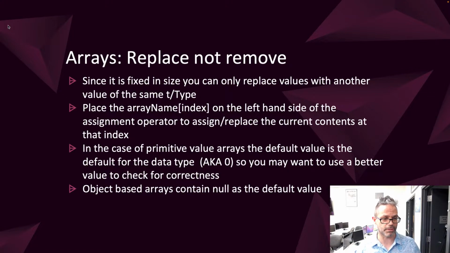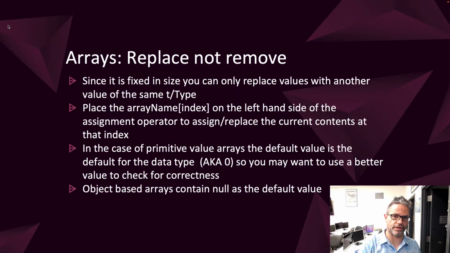If we're using a primitive array, that default value is the default for the data type, which is going to be 0, or false if it's a Boolean. But still, you don't need a lot of arrays of Booleans anyway. But you have a default value, aka 0, so you want to use a better value when you're checking to see if something has been properly changed. If you're expecting to check, oh, it's 0, I've put some in, it's not there, you want to make sure that when you're initializing your array or working with it, you don't just assume, oh, because it has 0, I've got the right value there. You want to make sure you're checking against what you're working on.